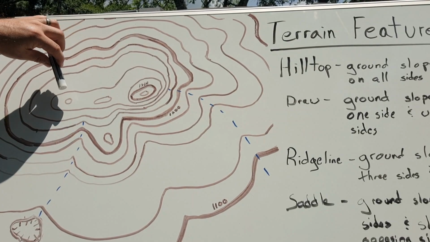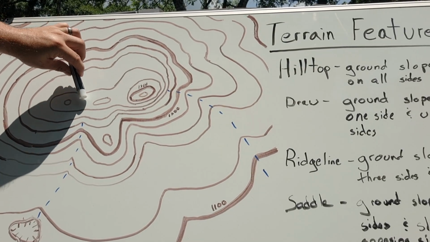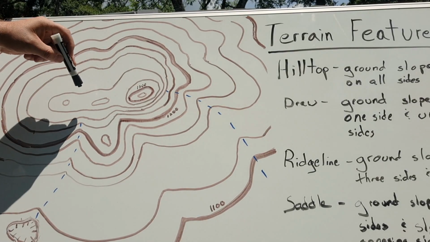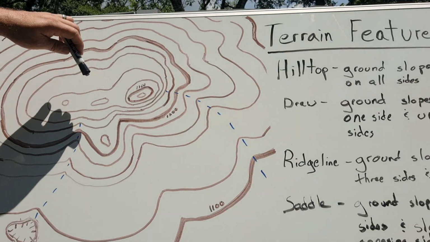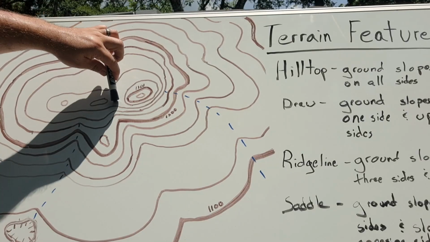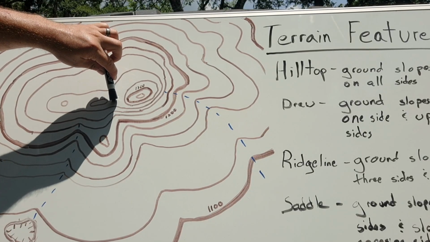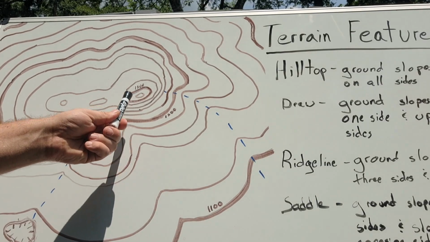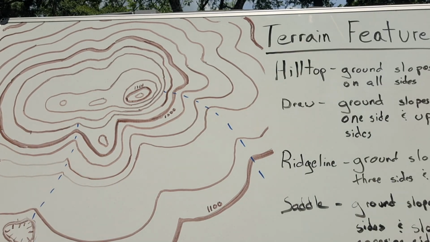So you're going to have your two hilltops here. The space in between these hilltops is lower. That is going to be a saddle. This one here is a higher hilltop than this hilltop. But in between the two, you're still going to have low ground. So the low ground in between this high hill and this low hill is still going to be a saddle.